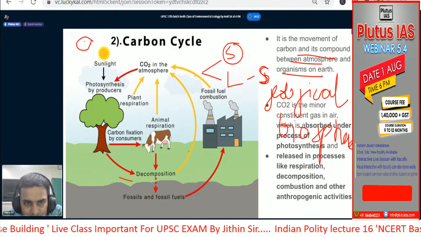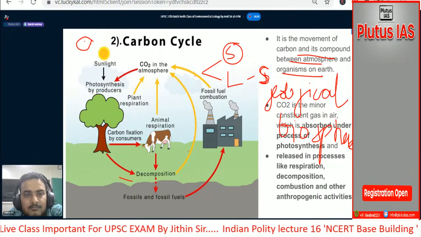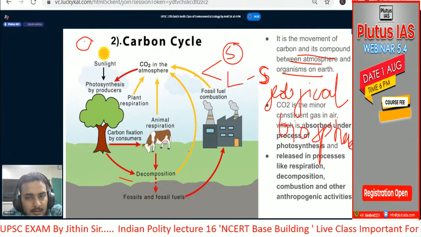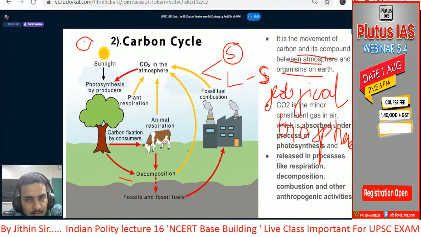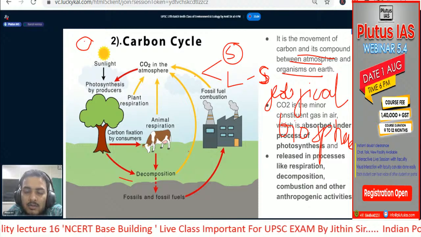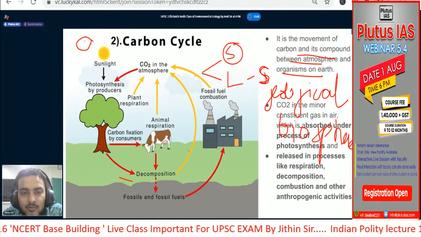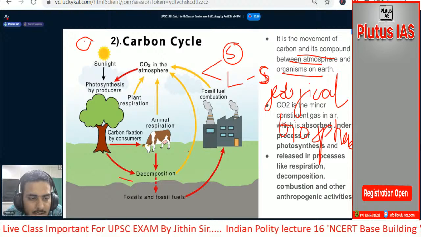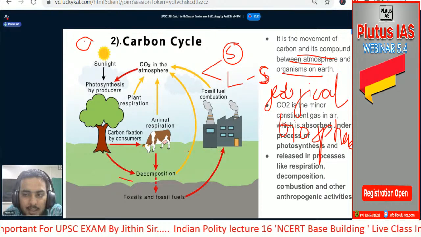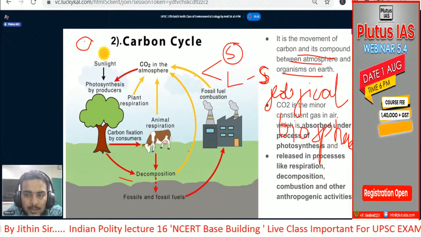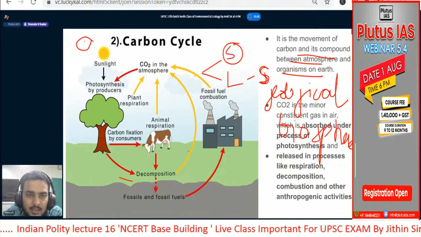Yes, Harsh? Can you repeat the definition? From where? My network or network issue. Okay, it's okay. So I'm doing it from starting. It is the movement of carbon and its compounds. It is the movement of carbon and its compounds between. It is the movement.